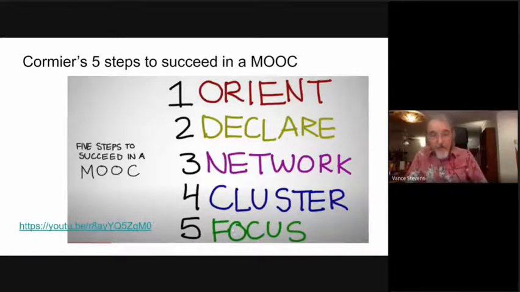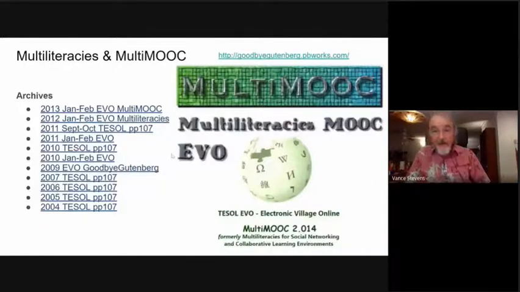And the last step is focus. Focus means that a MOOC is a course, so it has a limited time frame, but a network or a personal learning network doesn't have to end. So there could be life after once you've clustered and learned something. You might find projects to focus on. This often happens. We say that one of the great takeaways of a MOOC is the network.